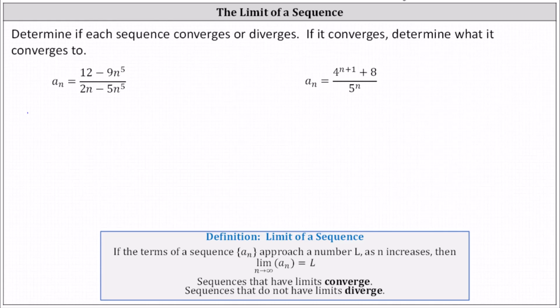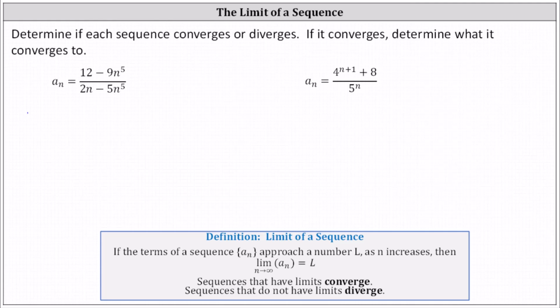We want to determine if each sequence converges or diverges. If it converges, determine what it converges to. To do this, we will think of a sub n as a function of n and determine the limit as n approaches infinity of a sub n. If the limit exists and is equal to L, the sequence converges and converges to L. If the limit does not exist, the sequence diverges.